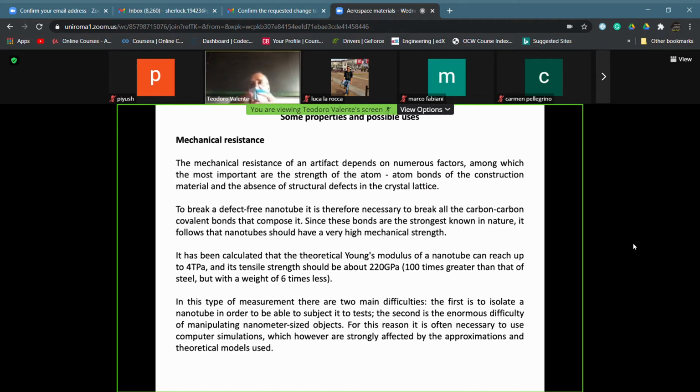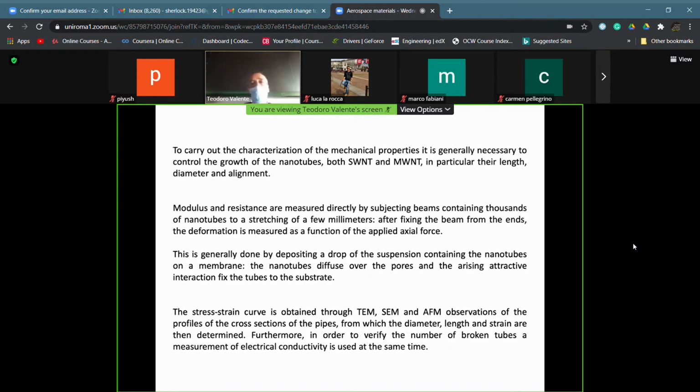to manipulate size dimensions. When we go into the nano size dimension, this is not so simple, but this can be done to some extent, and many times you can expect instead values which are predicted by computer simulation in order to overcome these difficulties. We want to carry out the characterization of mechanical properties, so I'm talking about lab scale, not about computer simulation.